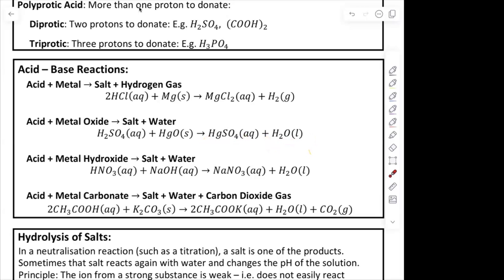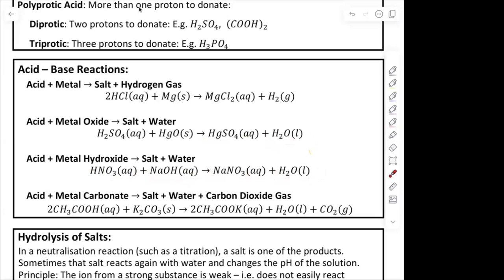And then acid plus metal hydroxide will give us salt and water. So acid plus metal hydroxide, our acid is what? Nitric acid. The metal hydroxide is going to be sodium hydroxide. And that will then give us sodium nitrate plus water. That's our salt and that's our water.